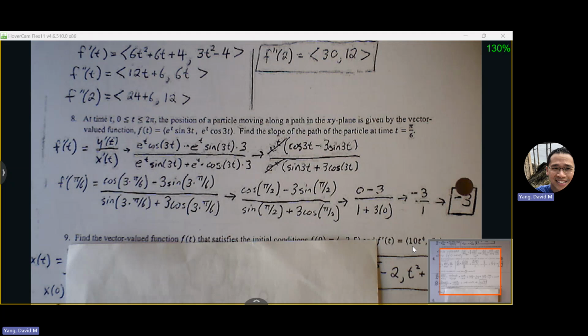For number 8, you have your x component, you have your y component. Find the derivative of each and just do y prime over x prime. Plug in pi over 6 and get your slope. There is a need for product rule because each component has two variable expressions built into the function.